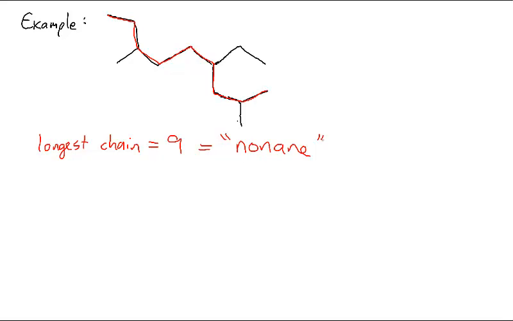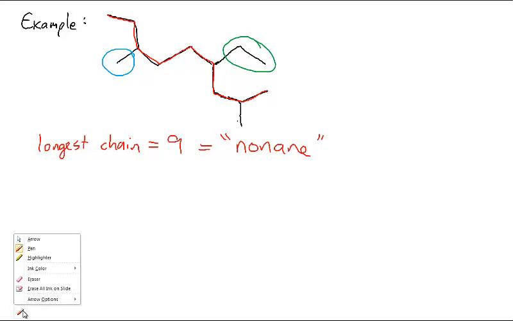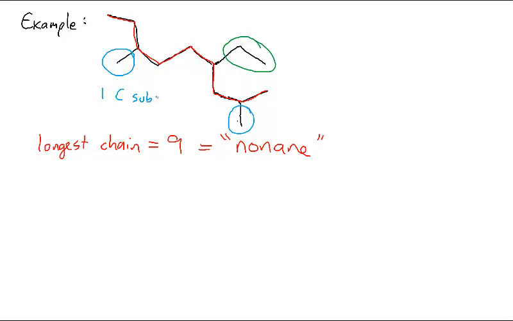Now I have the question of how to number it. I've got to identify my substituents first. So I see a substituent right here. I see a substituent right here. And I see another substituent down here. My two substituents that I circled in blue, how many carbons does each of those have? 1 carbon. So that 1 carbon is meth. We'll call those methyl substituents.